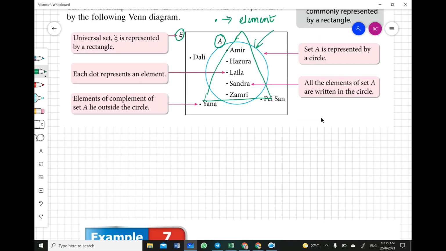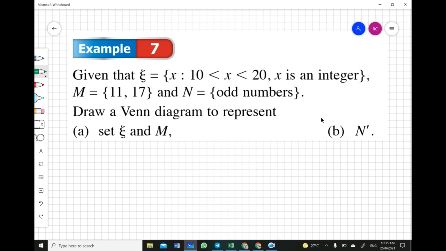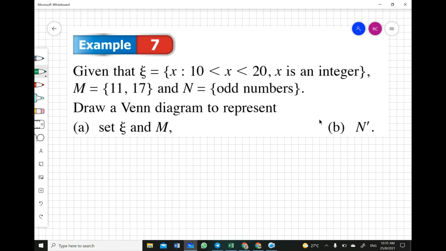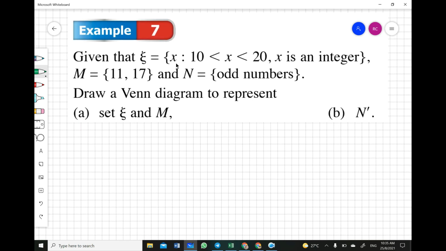So now we are going to try out the example here. Example 7. Given that the universal set is equal to x, such that x is between 10 and 20, and x is an integer.